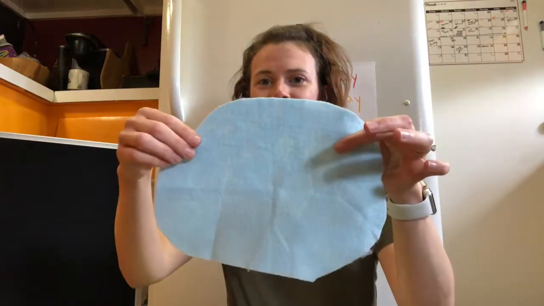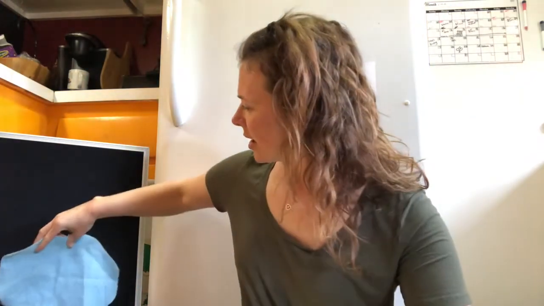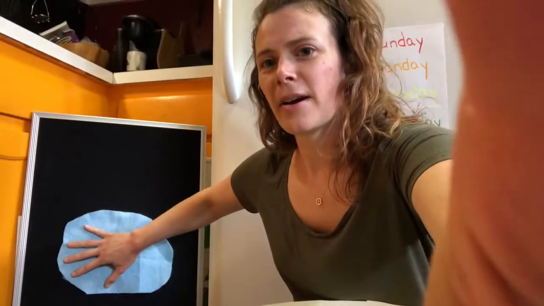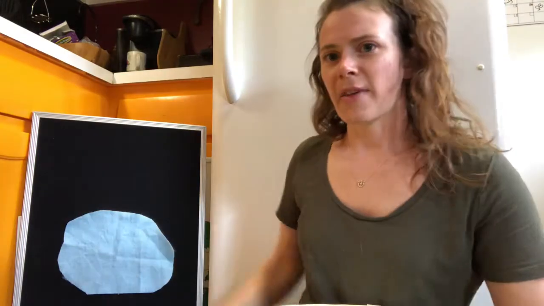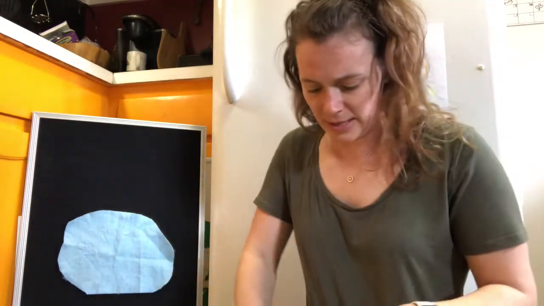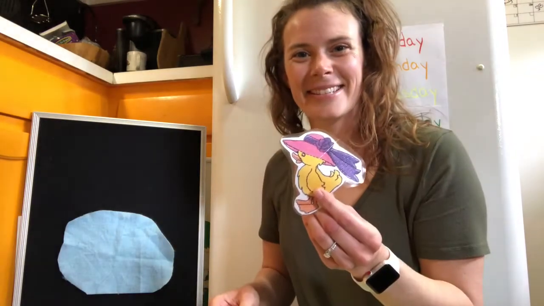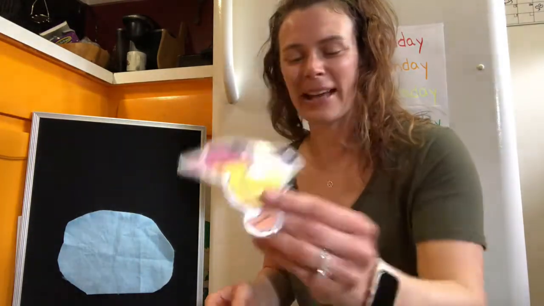It's a piece of blue felt. I can put this over here on my felt board. Let me bring you in a little closer so you can see it a little better. Here we go. Blue felt. And then let's see what else is in there. Oh, look at that. It's a duck in a hat. Quack, quack.